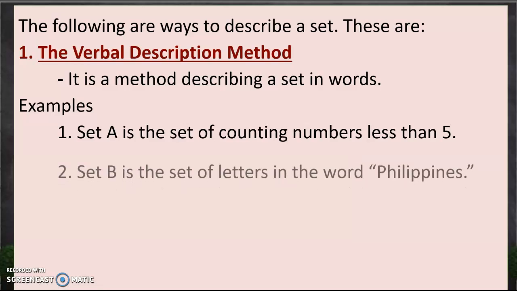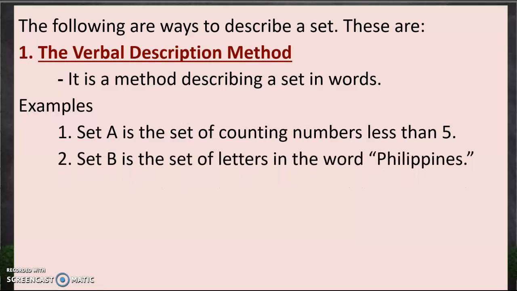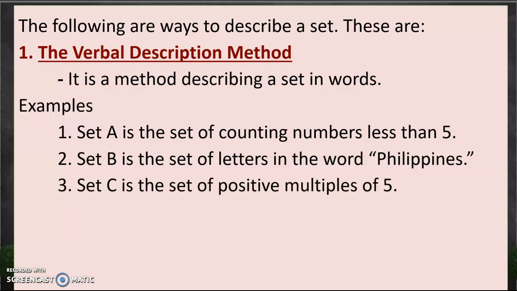Number 2: Set B is the set of letters in the word Philippines. Number 3: Set C is a set of positive multiples of 5. So with these examples 1, 2, and 3, we will write them in the other ways to describe a set.